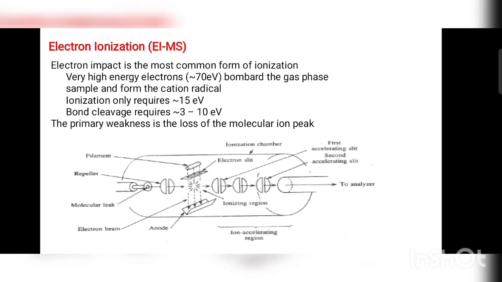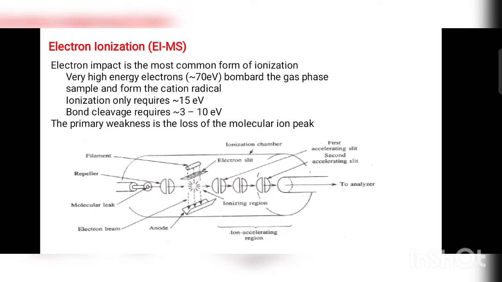Ionization techniques. In mass spectroscopy, there are mainly three types of ionization techniques, that is electron ionization, chemical ionization and desorption technique. First we will see about electron ionization.